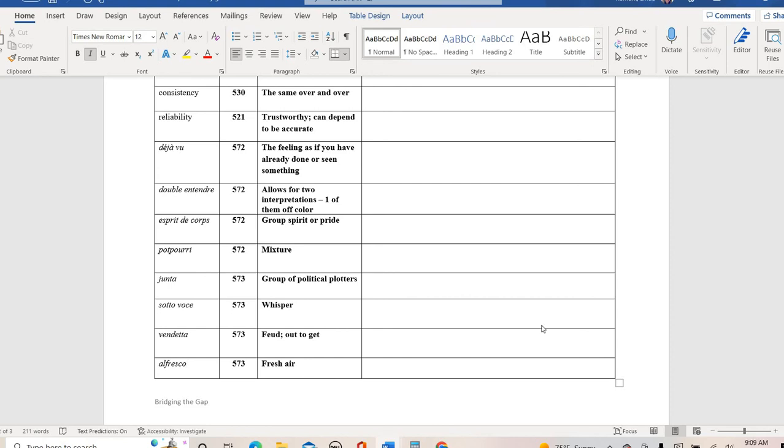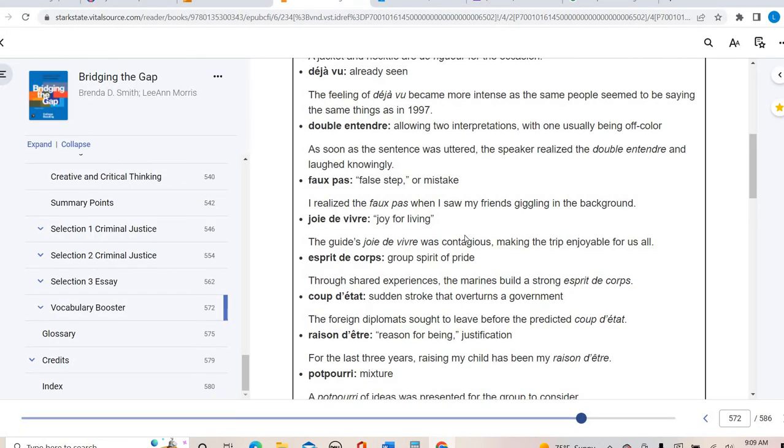All right, those are your chapter 10 vocabulary words, and you will be completing the chapter 10 vocabulary quiz, and you'll see that in your chapter 10 assignment video.